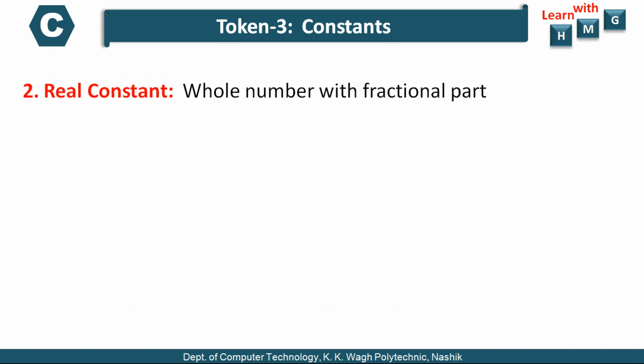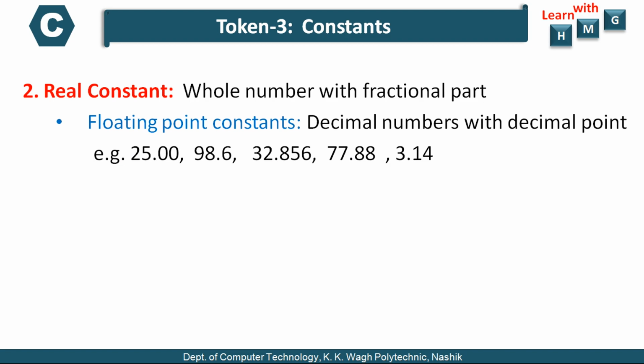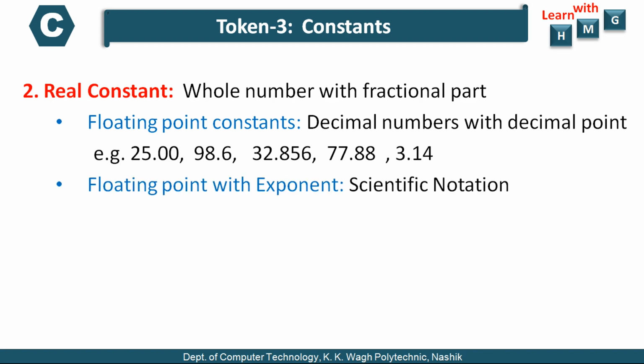Second type of constant is real constant, which is also known as floating point constant. It is a number with a fractional part with a decimal point. So the floating point constant, that is decimal numbers with a decimal point and fractional part. For example, 55.00, 98.6 and so on, these are floating point constants. And another type of notation is there, that is scientific notation, which is floating point with an exponent part. The exponent part is indicated using the letter E, for example 3.4 E plus 005, or 0.56 small e minus 0042. So this is the scientific notation or exponential notation.